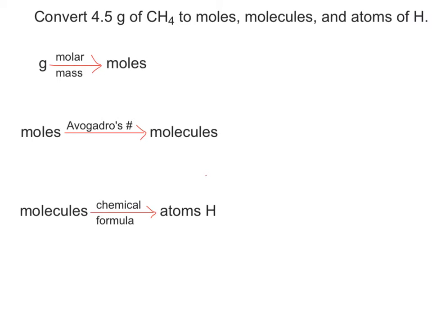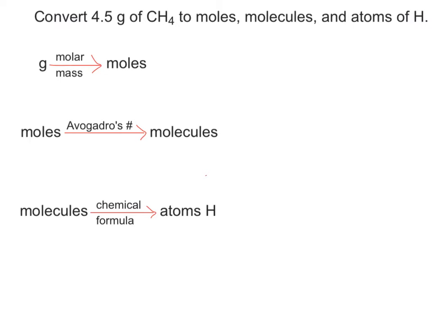So the first is if we want to convert grams to moles, we can always use the molar mass. And this allows us to go back from moles to grams or grams to moles using the molar mass, which is grams per mole. We can also convert moles to molecules, right? And we can use Avogadro's number, which means we can also go from molecules back to moles using Avogadro's number as well. Lastly, we can go from molecules to the atoms of whatever atoms we're looking for, in this case hydrogen, using the actual chemical formula, which is CH4, which tells you in one molecule of CH4 there's one atom of carbon and there's 4 atoms of hydrogens.